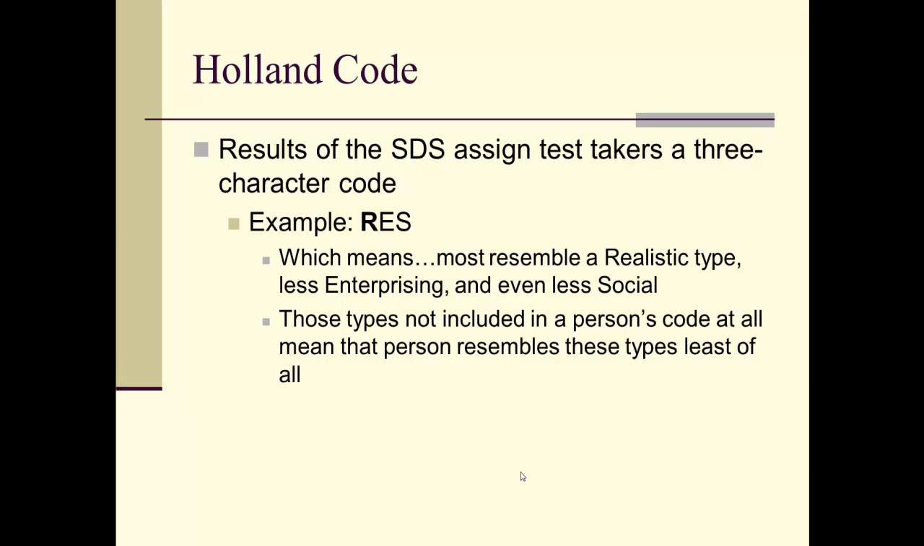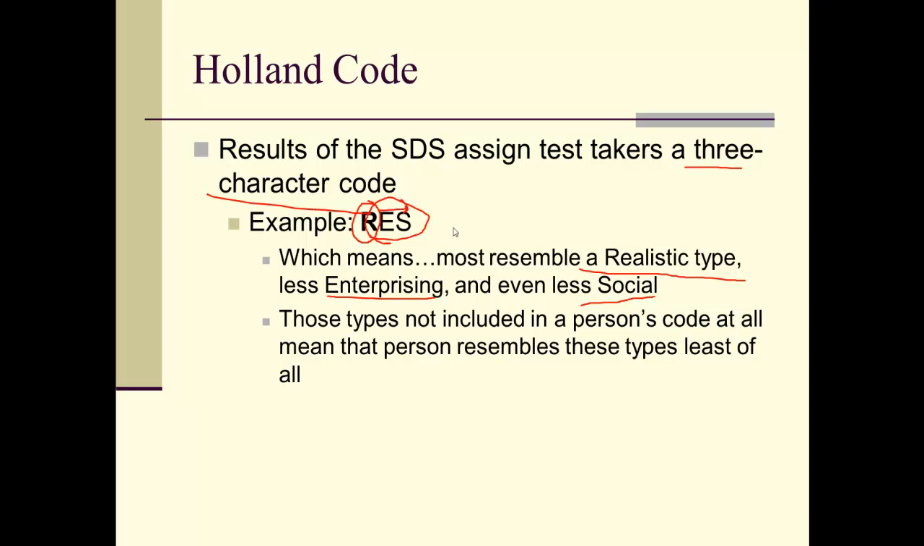Now, your results take on a 3-character code, and this is an example of one. R would be the realistic type. They are less enterprising and even less social. So you see how we have a bolded R right here. So that's sort of their dominant characteristic. And then after that, they proceed less and less in importance.